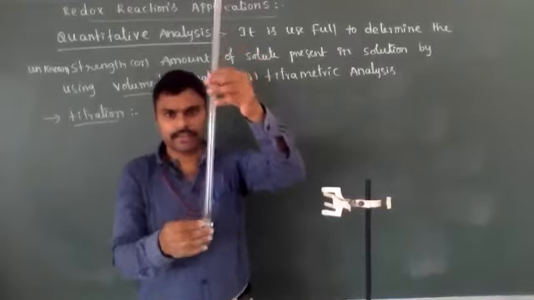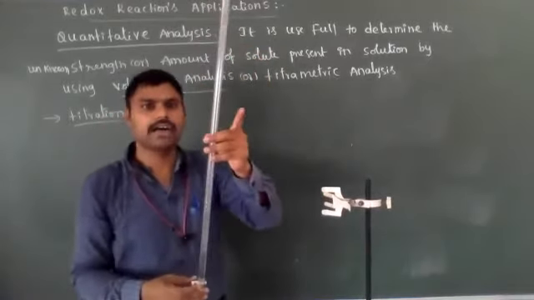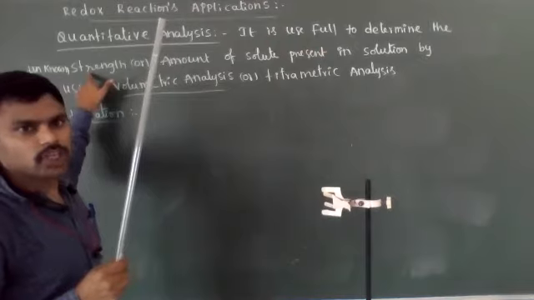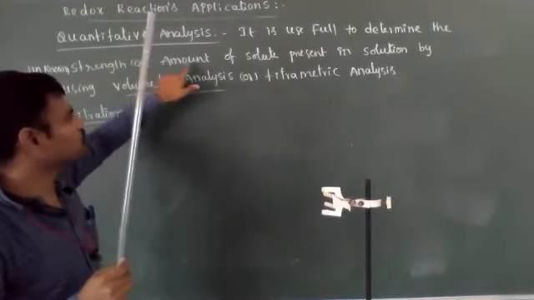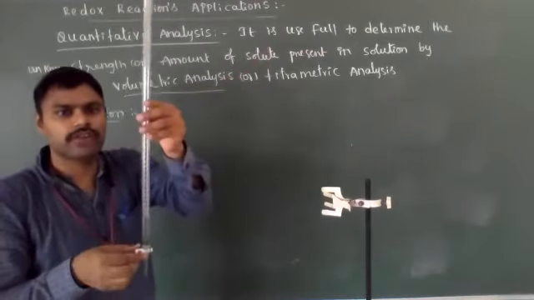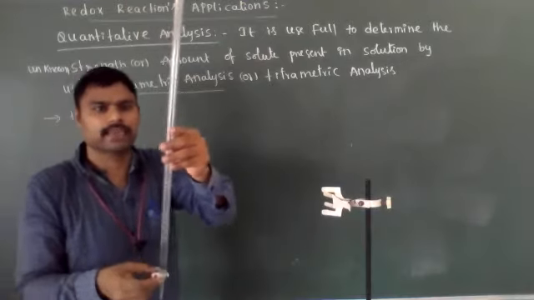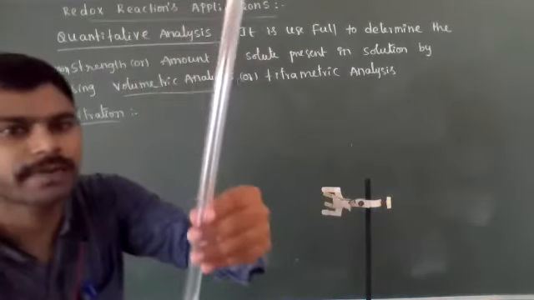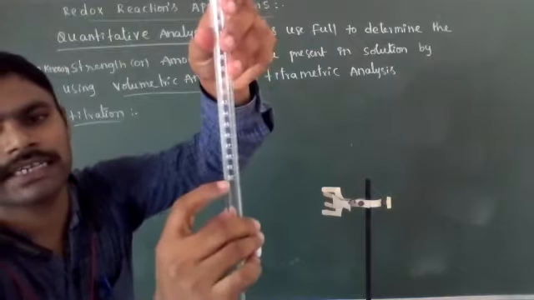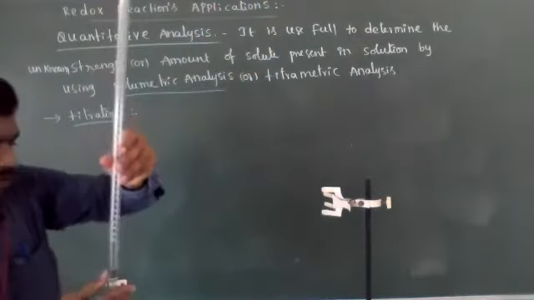In this burette, we need to fill the solution whose strength we need to find out, or the amount of solute present in that solution. That solution we have to fill in the burette. The burette volume is around 50 ml, up to this mark it is the 50 ml mark.